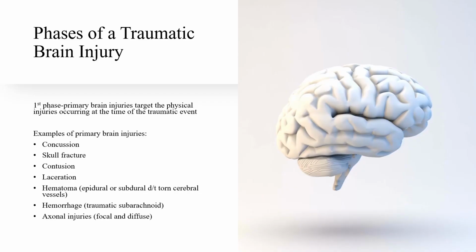There are two phases of the traumatic brain injury. The first phase targets the physical injuries that occur at the time of the traumatic event. I'm going to briefly discuss each one of these primary brain injuries with you.